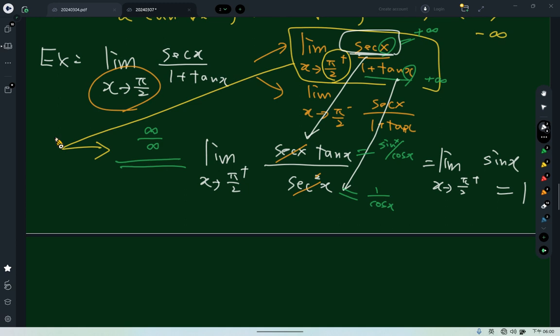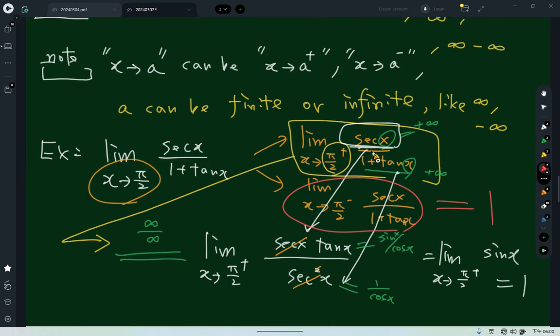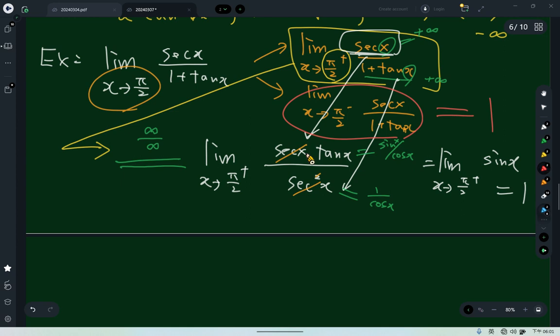So likewise, you can also get the result is also 1. So the right hand limit is 1 and the left hand limit is 1. So we can conclude this result is 1, right? So this part is 1.